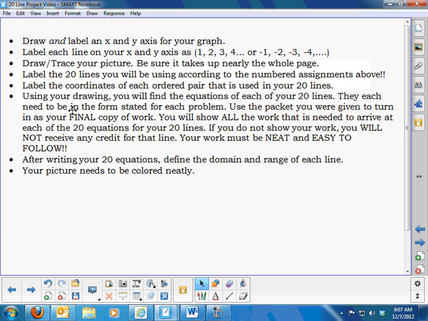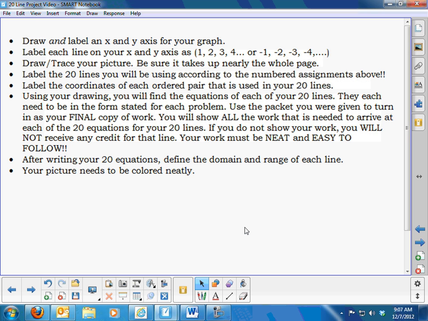Then using your drawing, you're going to find the equations of each of your 20 lines. They're going to be in different forms. Some equations we're going to ask for in point-slope. Some we may ask for in slope-intercept, and others we may ask for standard. So you're going to have to pay attention to which particular form we're wanting for each of your 20 lines.